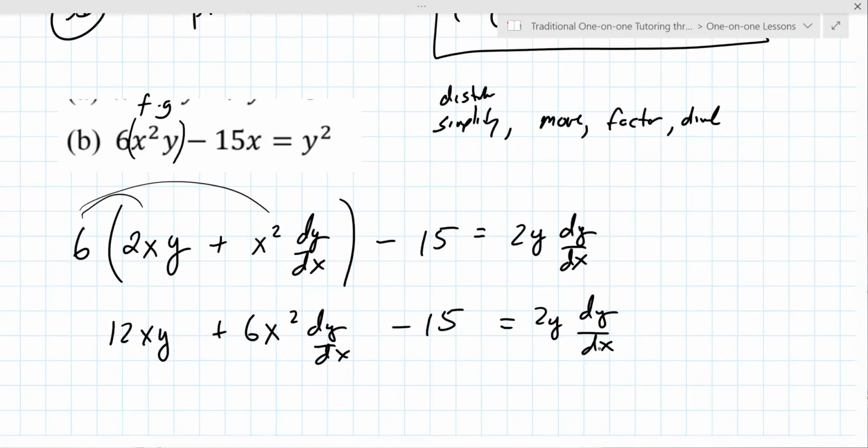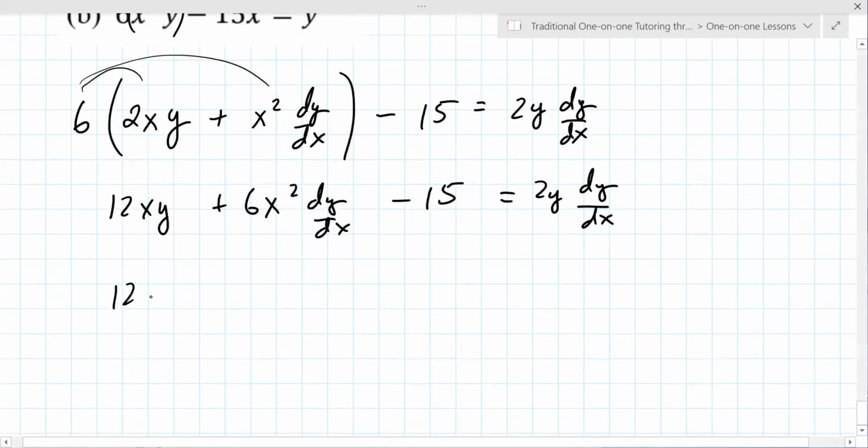And to be clear, from this step forward, there's no calculus. This is all just prerequisite stuff, moving around literal equations, things like that. So you have to either move this 2y dy/dx over here to the left, and then move the 12xy and the 15 to the right, or move the 6x squared dy/dx to the right. Okay, so let's do the 6x. So it'd be 12xy minus 15 equals 2y dy/dx minus 6x squared dy/dx.